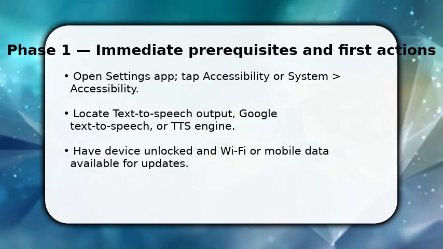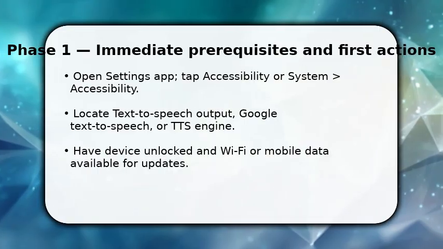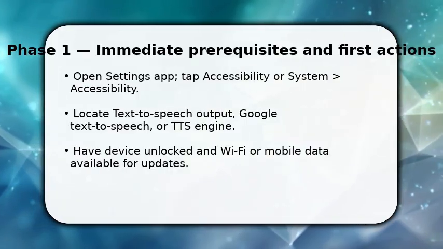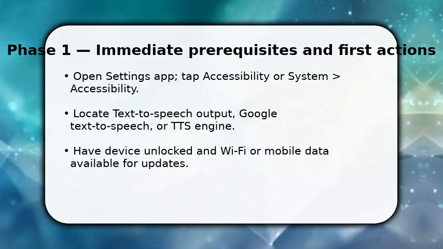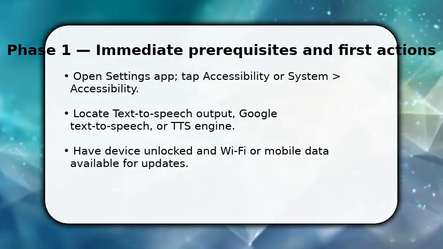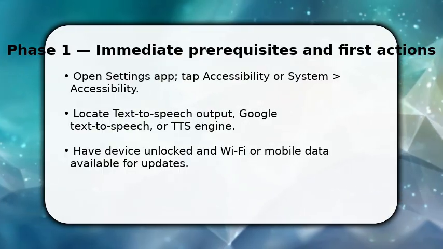You're starting in Settings, go straight to Accessibility so you don't waste time. Once there, find Text-to-Speech Output or the TTS Engine option. This is where speech rate lives. If you see System Accessibility, tap it.